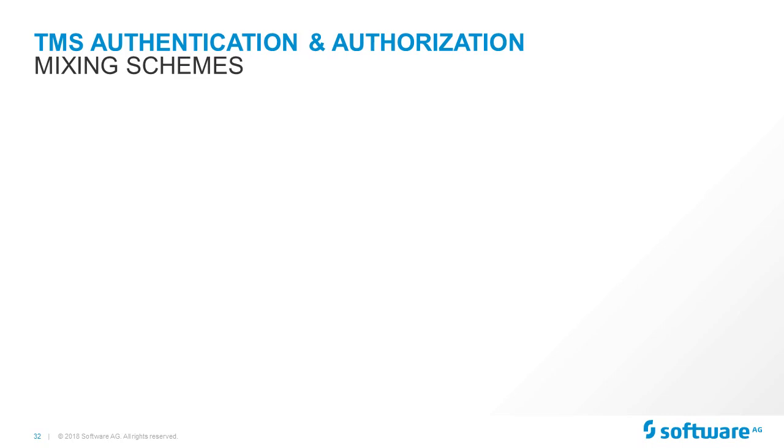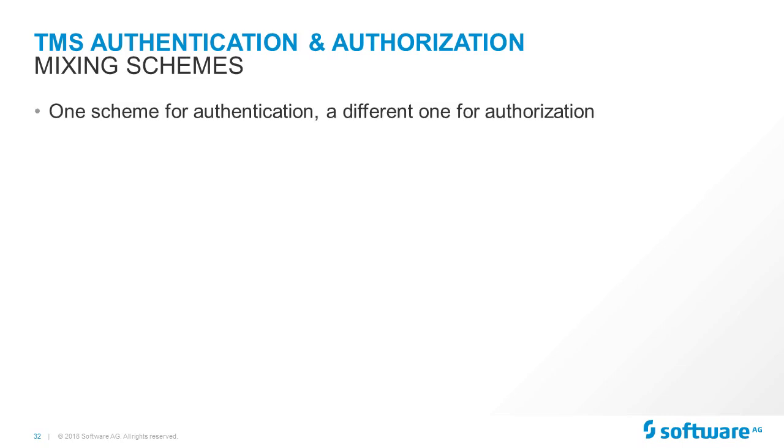It's possible to mix different schemes. So you can have one scheme for authentication whilst there's a different scheme being used for authorization. So for example, you might want to use LDAP authentication but a file authorization. This might come in handy if your LDAP server knows which users are valid users and can verify their password, but it doesn't have role information, and you could then define that role information in a users.xml file.